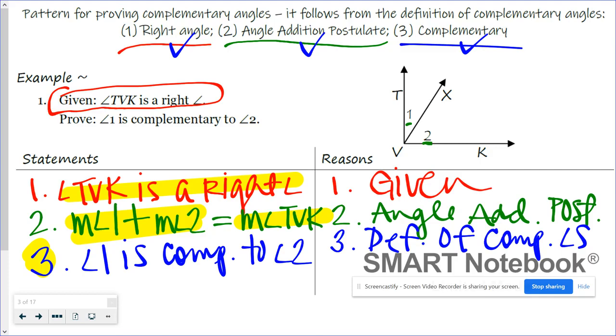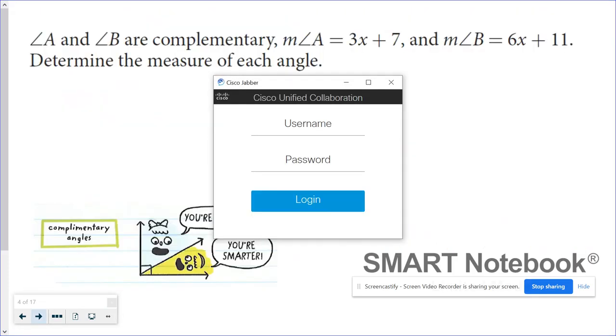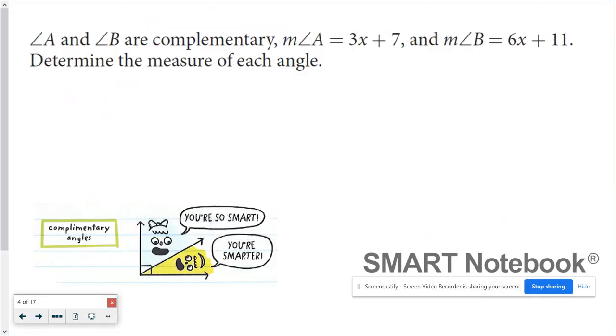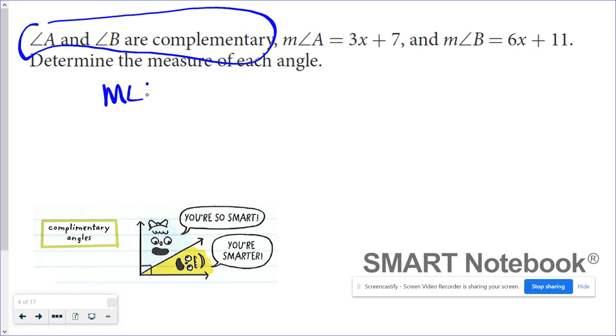So let's apply the definition of complementary angles right here. So we are given that angle A and angle B are complementary. So what I know, according to the definition, is that the sum of those two angles will be equal to a right angle, and I know a right angle is 90 degrees.